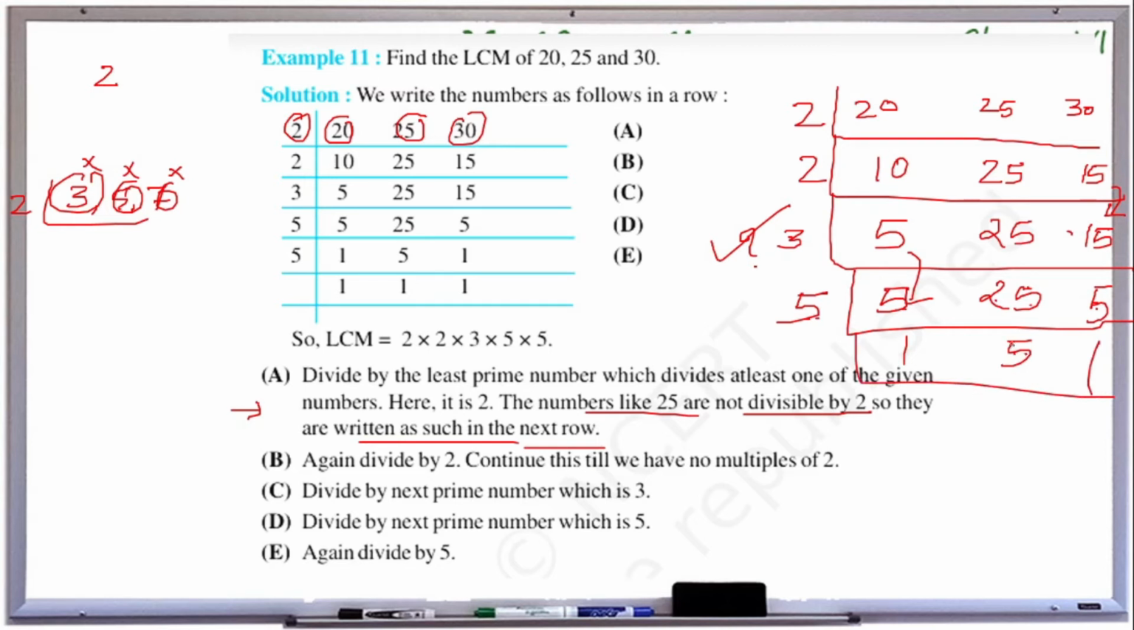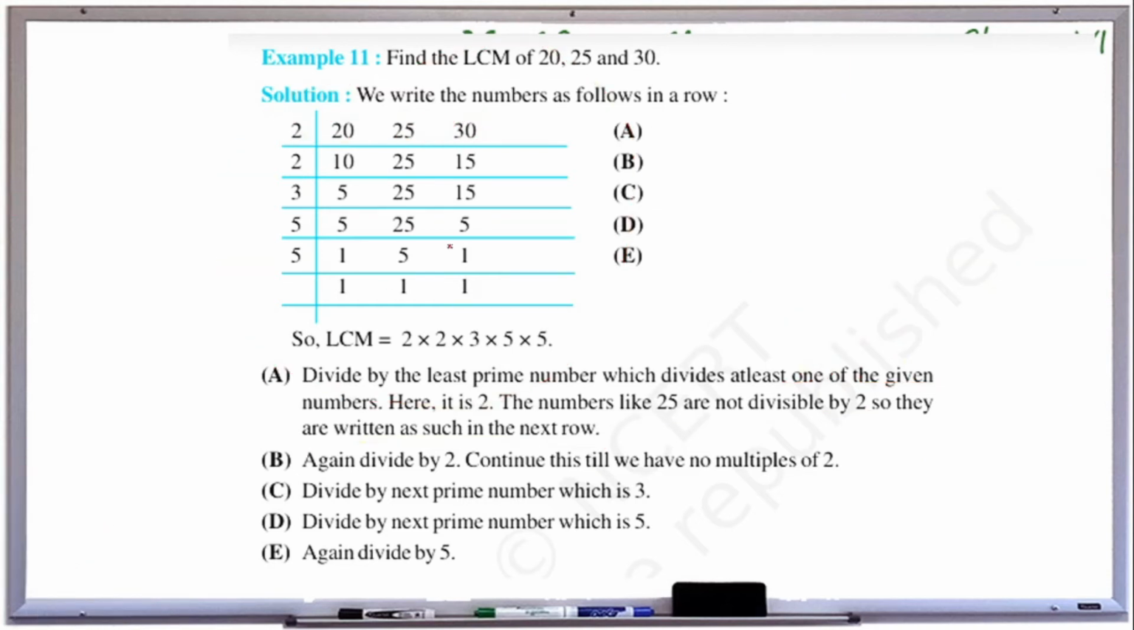So again take this 5, only 5. So 1 1 1 1 into 5 is equal to 5. This is the step we have to write. So we have to make the last row 1 1 1. In this case I cannot divide by 2, the only number is 5, so directly write this 5 and we get 1 here. So these are the steps, and the first stage, prime factorization, is over.